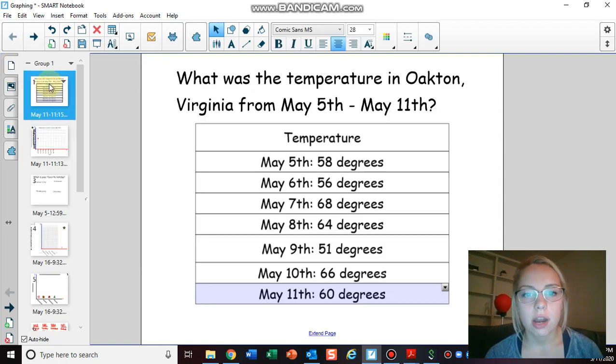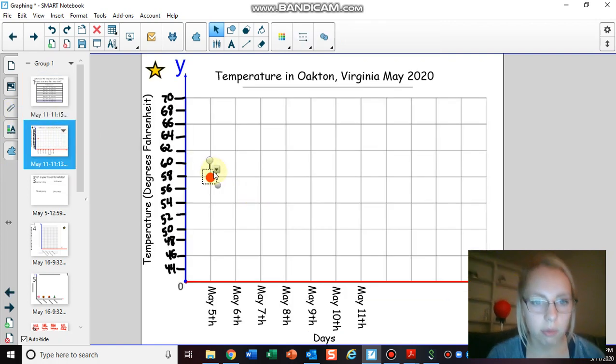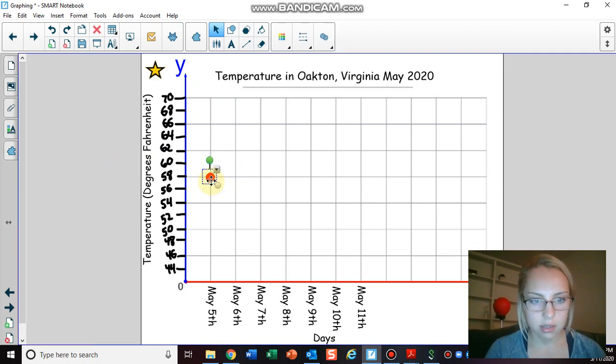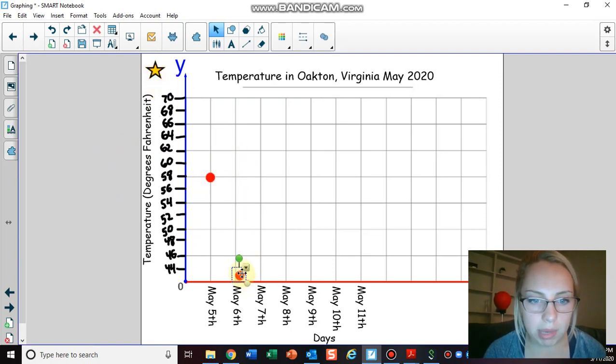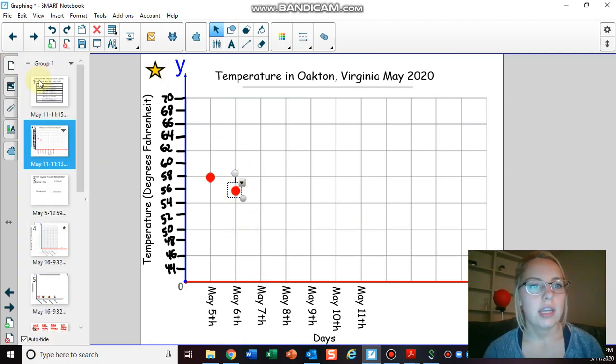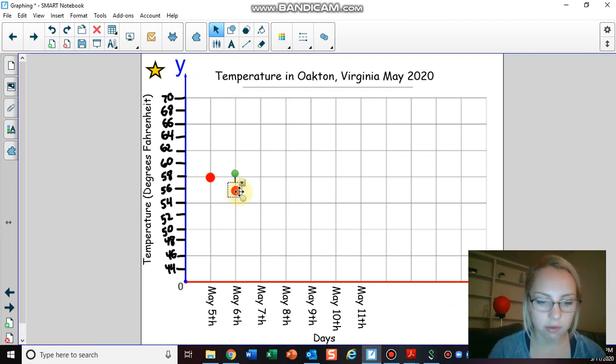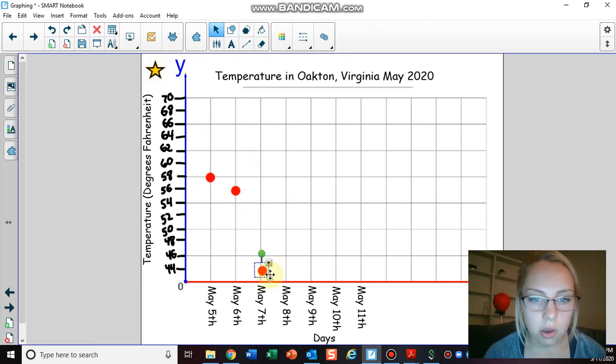Now back to our data chart. For May 6th, the temperature was 56 degrees. So we're going to make another red dot, go to May 6th, and line it up with 56 degrees. Now let's go back to our data chart. May 7th was 68 degrees. So we're going to make another red dot, go to May 7th, and line it up with the number 68, which is all the way up here.